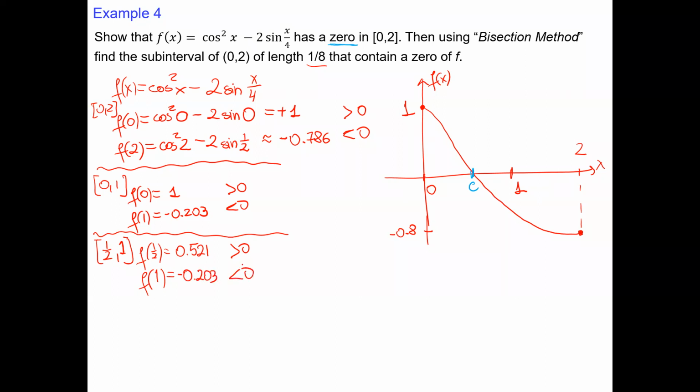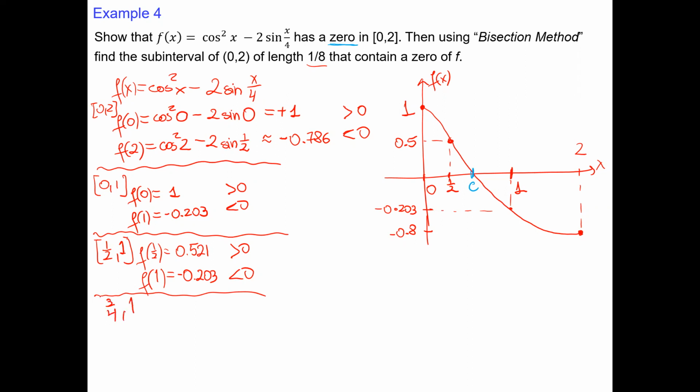Okay, hang on, let's put the value for 1. For 1 it is negative 0.203. The value for 1/2 is positive. Okay, yes, we make the interval smaller. Between 1/2 and 1, definitely that C, that intercept, exists. Okay, what else can we do?